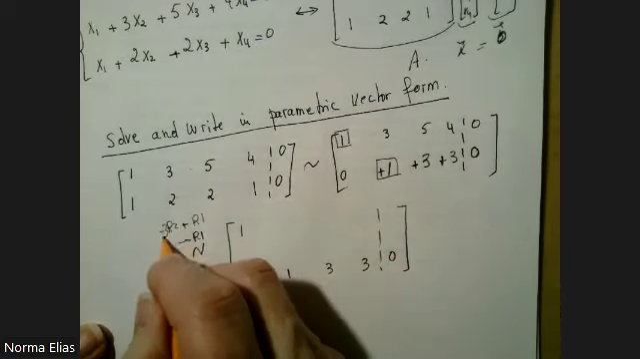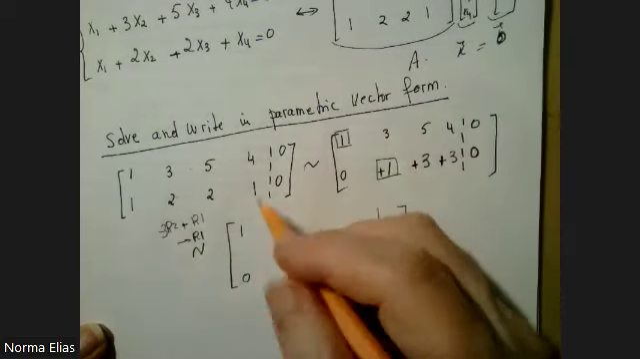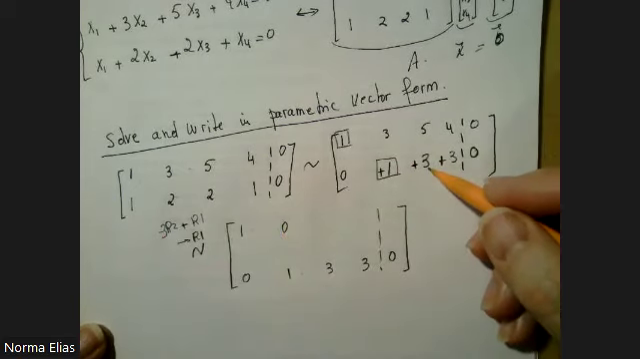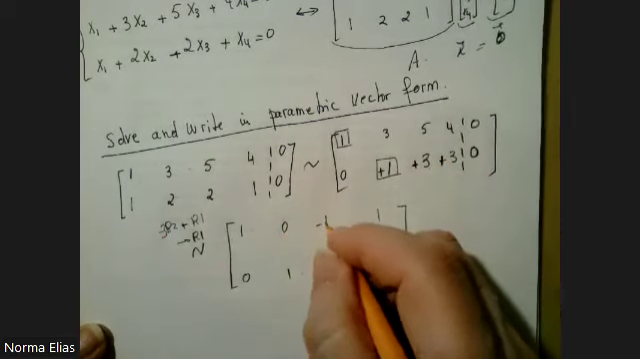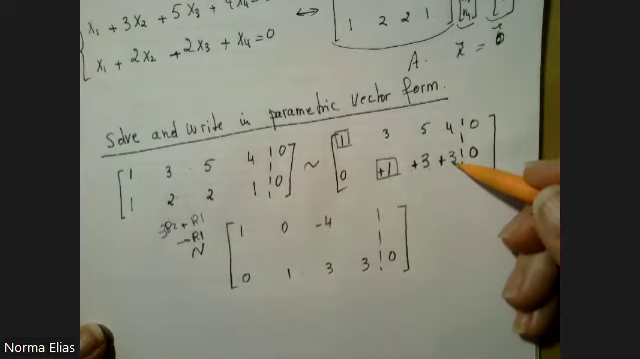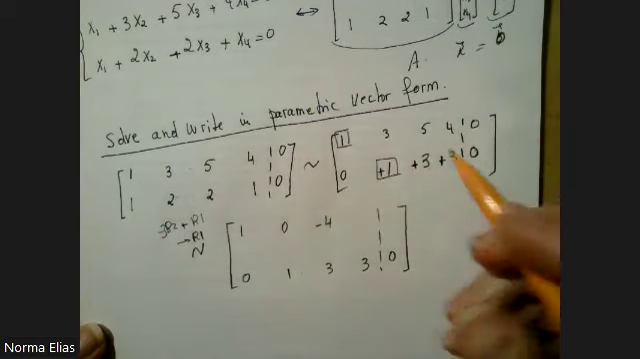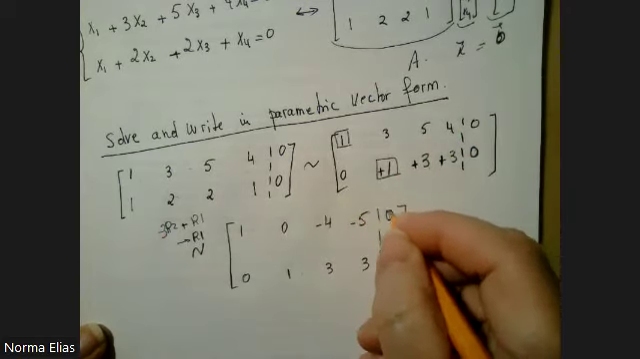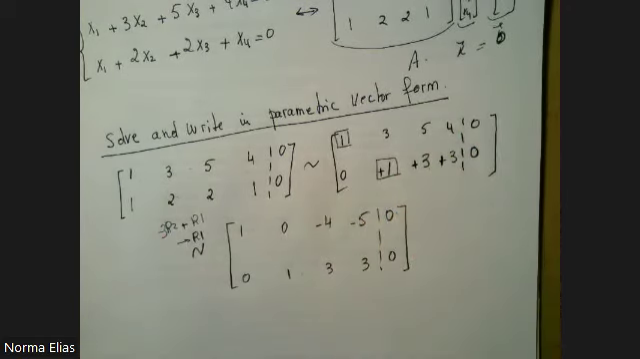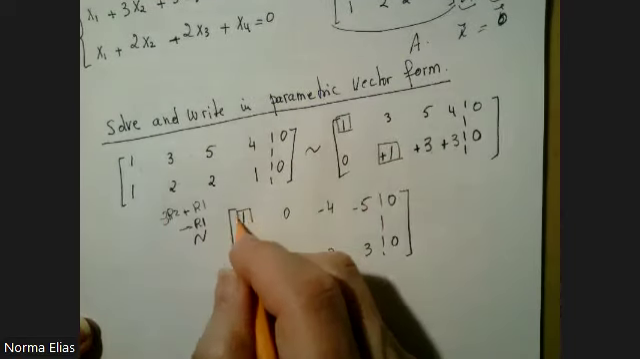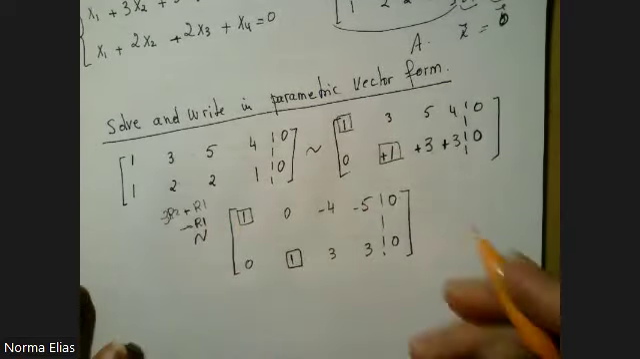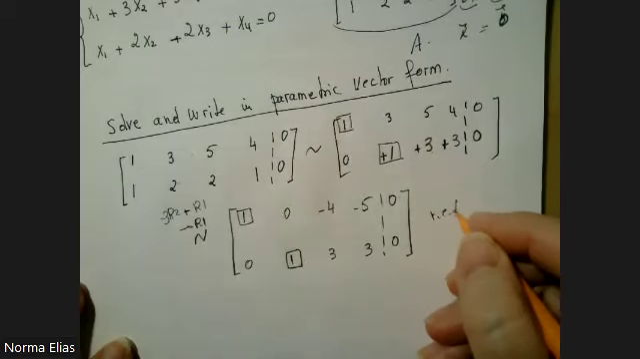Sorry, minus 3 R2, my apology. Minus 3 plus 3 is a 0. Minus 3, that's going to give me minus 9. Minus 9 plus 5, that's a minus 4. And minus 9 plus 4, that gives me a minus 5. All right, that's a 1, my leading. And this is a leading. That's in reduced echelon form. I cannot go any further.